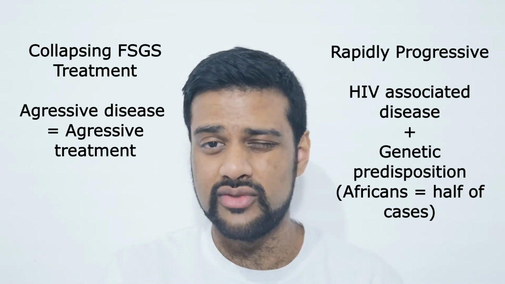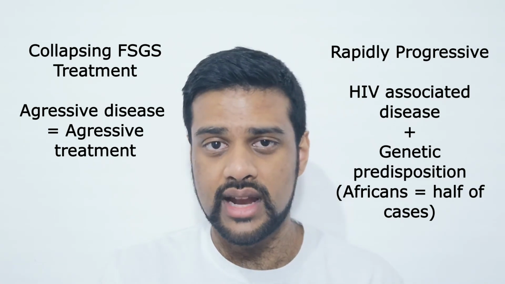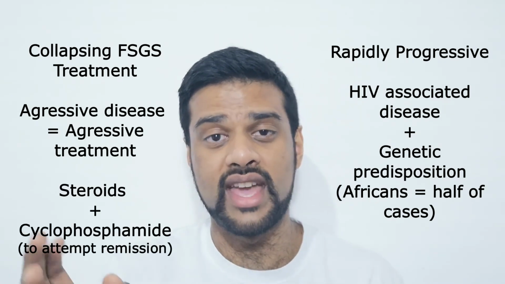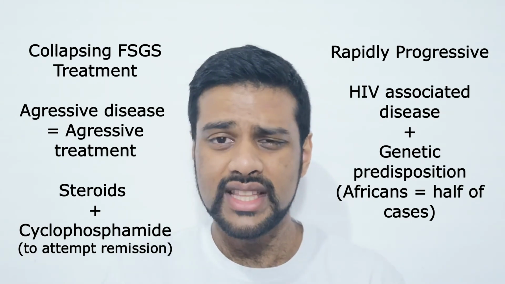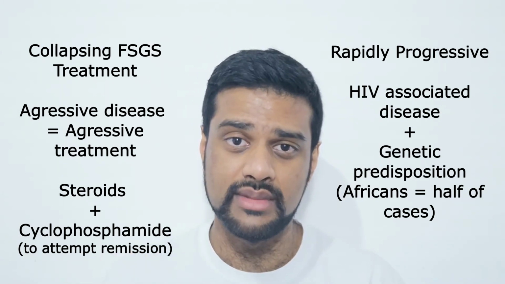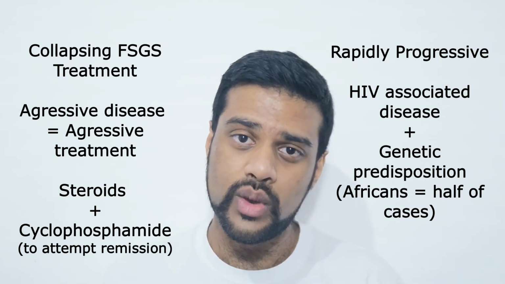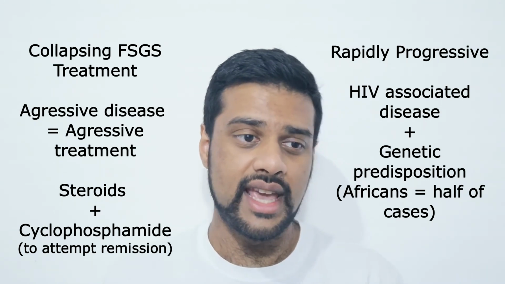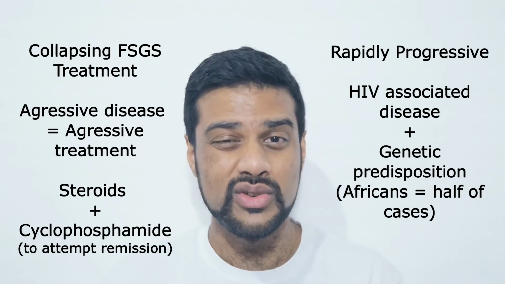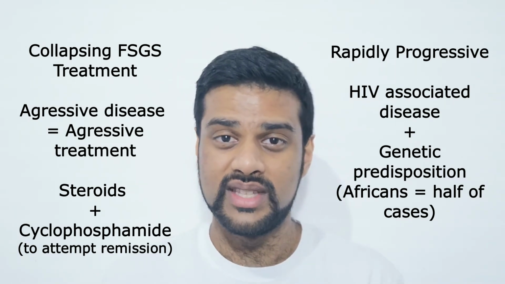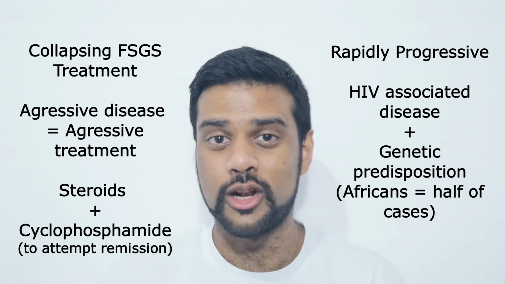It needs aggressive treatment, and that will require steroids and cyclophosphamide as with any other aggressive glomerulonephropathy, and this is something that could come up in your exam as well. If you have a question with a patient that has a rapidly progressing glomerulonephropathy and they have HIV, they're usually asking you to tell them that you know about collapsing glomerulonephropathy.